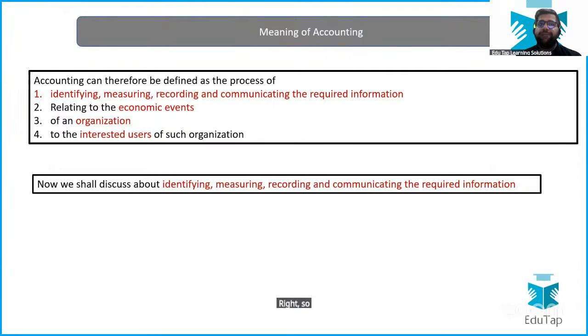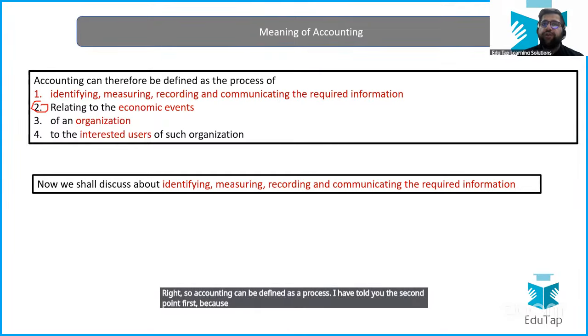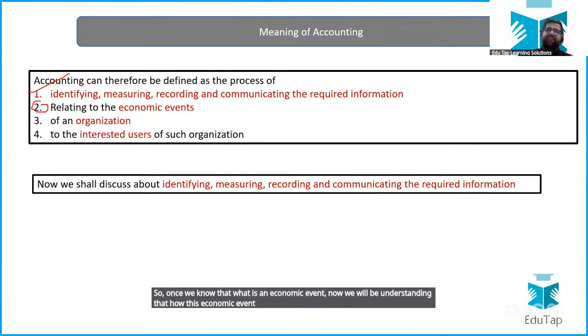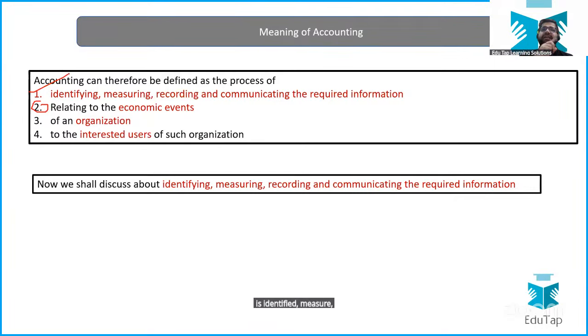So accounting can be defined as a process. I have told you the second point first because the second point is more relevant than the first. So once we know what an economic event is, now we will understand how this economic event is identified, measured, recorded, and communicated.